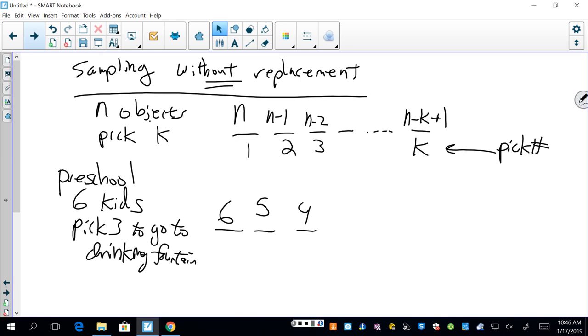And so if n is, yes? Since you're picking 3 kids, it would be like 6 and 3. It will be 6, then 5, then 4. So we have 6, and we multiply these together.